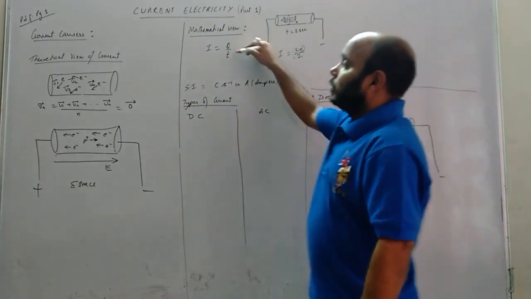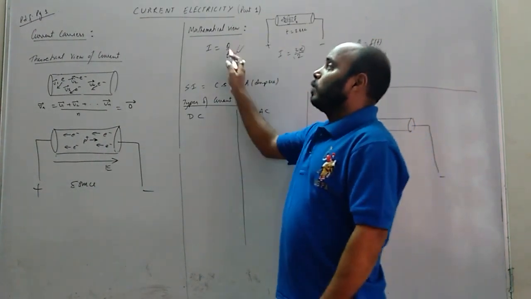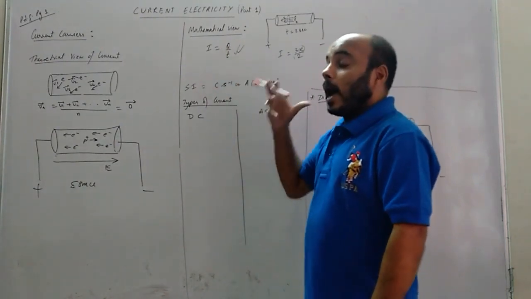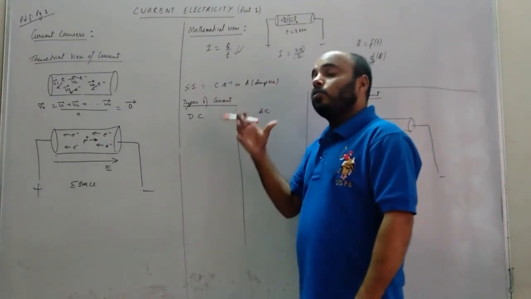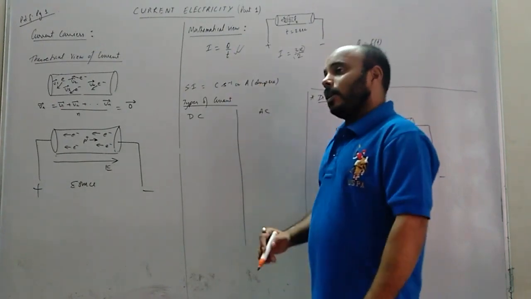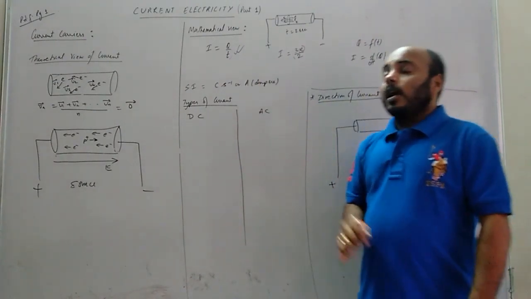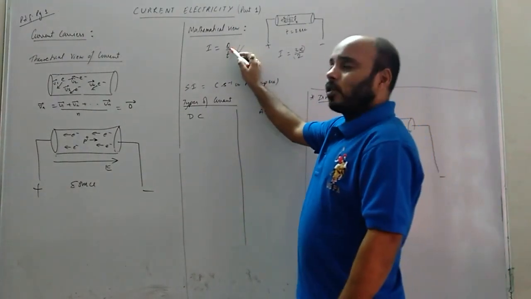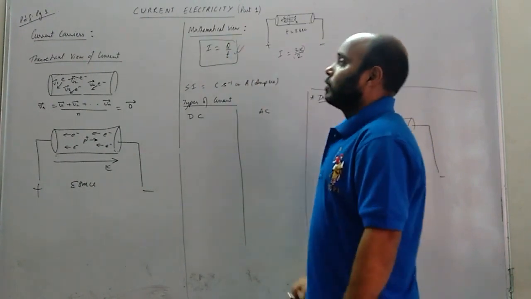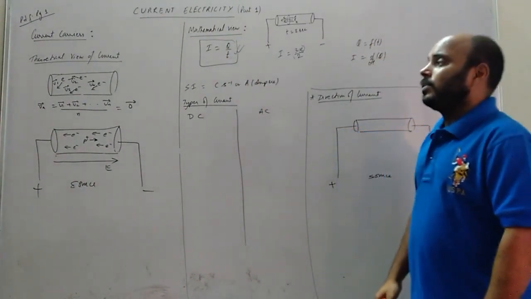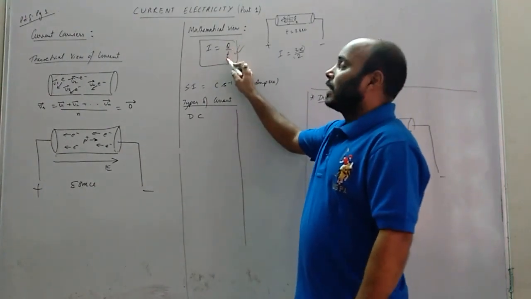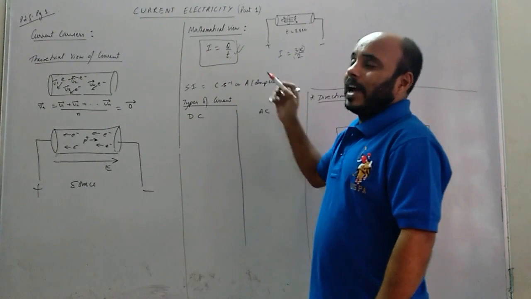So mathematically current is Q by T. Now you have to understand what Q is and what T is. Q is the amount of charge flowing through any cross section of a conductor in time T. This is written in the notes. So I equals Q by T. Mathematically, the current value is Q by T. So what is the SI unit? Charge is coulomb, time is second. Coulomb per second, or ampere.